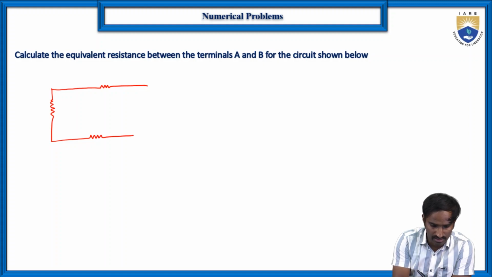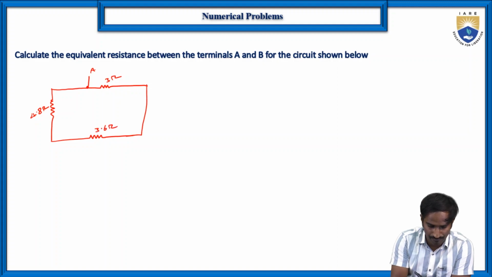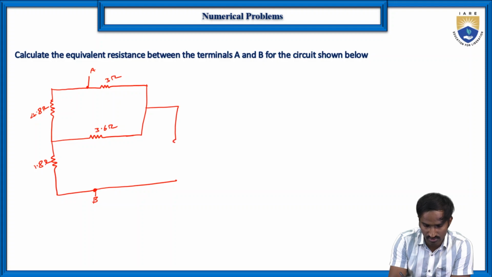And here it is 4.8 ohms, and between here the point A is there, and here 3 ohms is there. The 3 and 0.6, here it is 3.6 ohms. And then of course here 1.8 as it is there. This is 1.8 ohms, and here the point B is there, right? So in between, one 9 ohm resistor is also there.